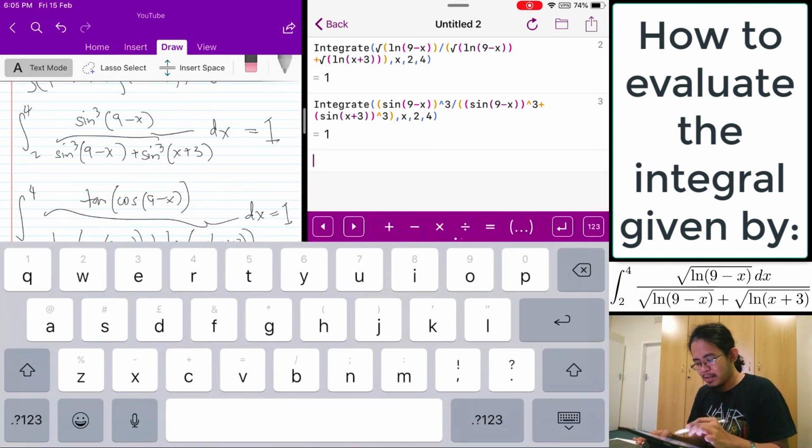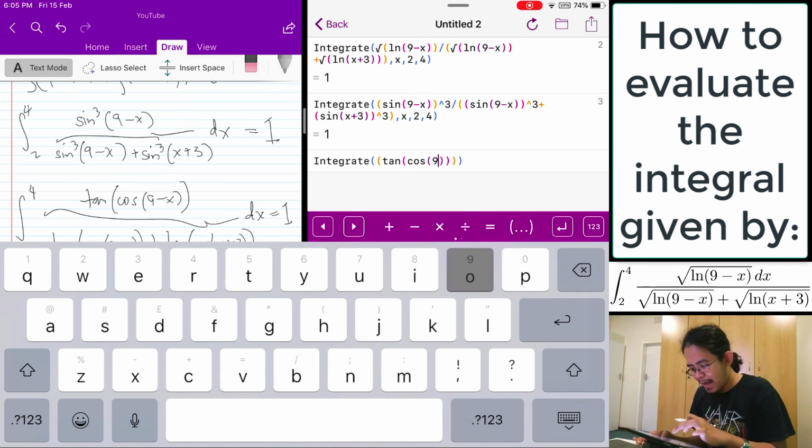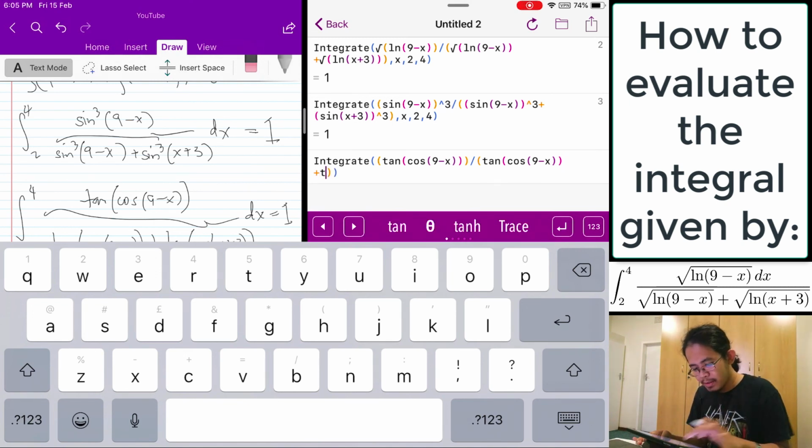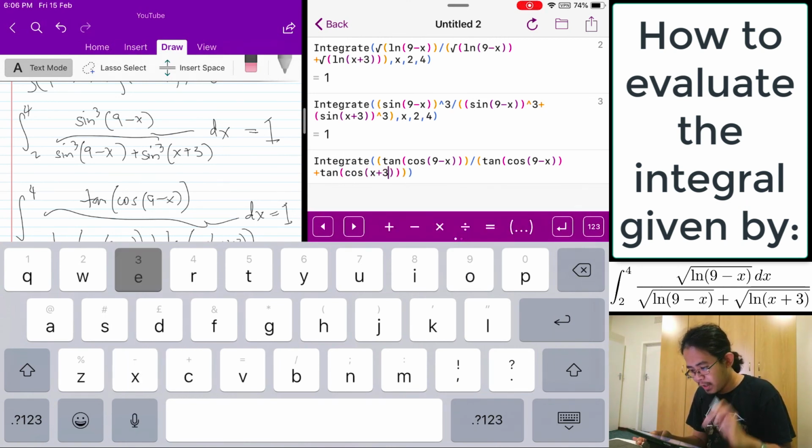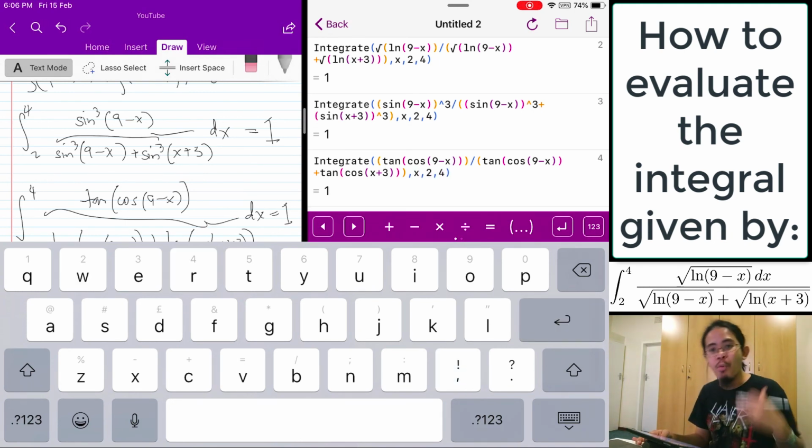And again, just to hammer it in, just to make sure that we're not fooling ourselves, we go tan of cos of 9 minus x, divided by tan of cos of 9 minus x, plus tan of cos of x plus 3, and we evaluate that integral again from 2 to 4. When you press enter, boom, it's still equal to 1.